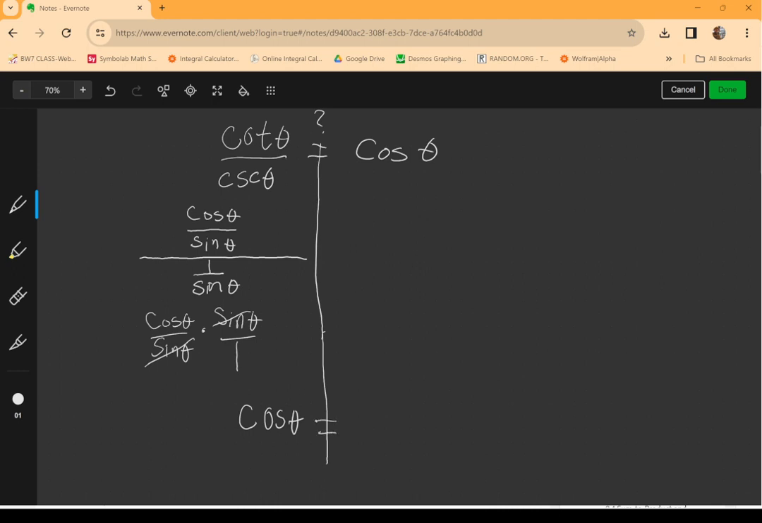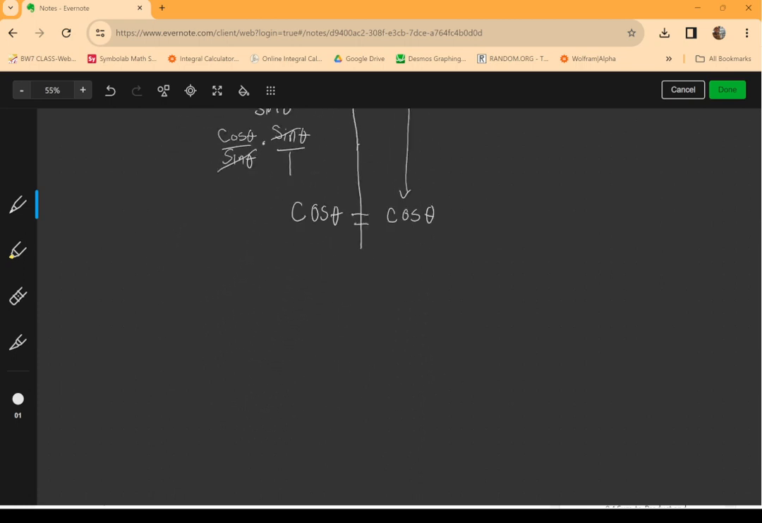We have now established that the left side is in fact cosine of theta. Right, and that is it. Once you are there, you have answered the question. I have verified it. All right, let's try one more here.